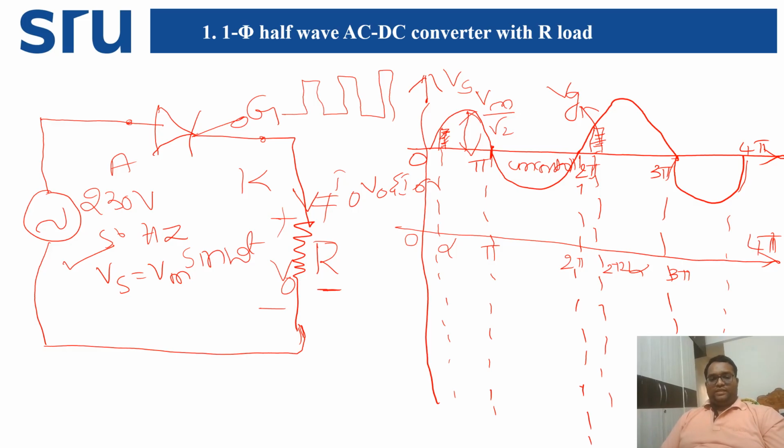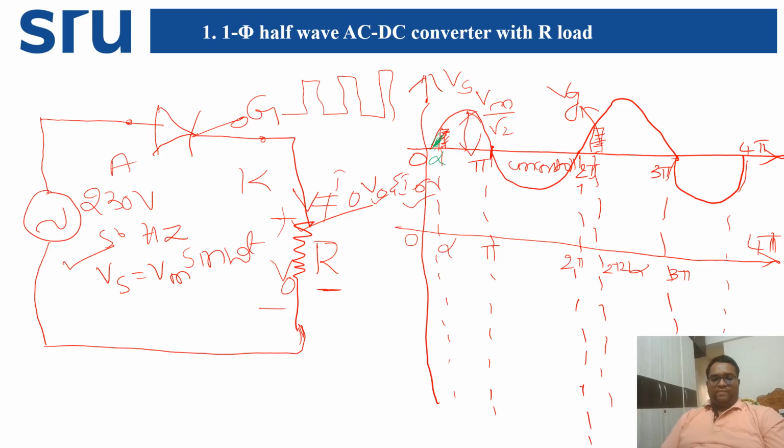Now what I'm going to tell here is that the Vo and Io waveforms are exactly similar, because here we are going to utilize a resistive load. The waveform here we are not going to get on the output side, because we are going to give the triggering pulse only at alpha. We are not going to trigger at 0. That is why the output pulse waveform.